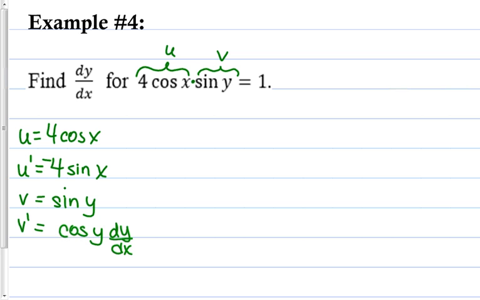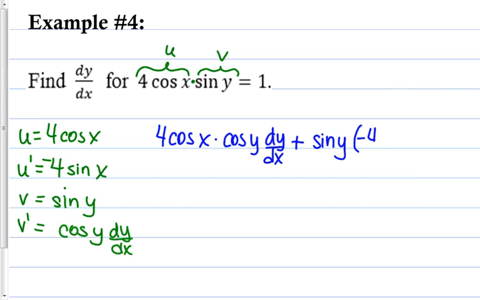I'm going to go ahead and derive this. So u times v prime plus v times u prime, which is negative 4 sine x, equals the derivative of 1, which is 0. So my objective here is still basically the same. I have to get the dy/dx's all together by themselves. And I see that there's only 1.